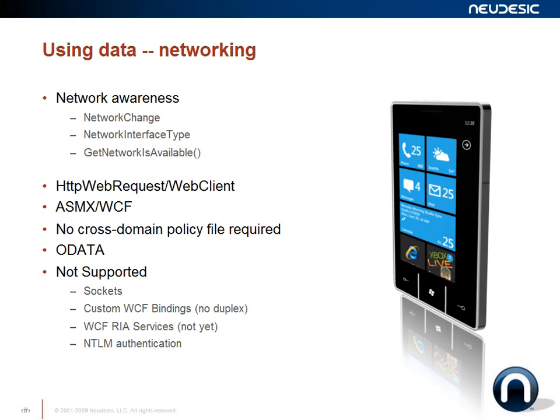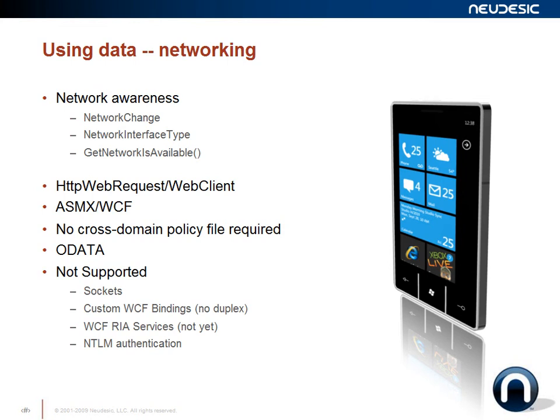So you can consume services or make calls using HTTP web request and response and the web client. You can call ASMX services and WCF services with basic HTTP binding. You don't need a cross-domain policy file, which is cool, so you can call third-party services however you want. You don't have to figure out how to let them grant you access and all of that. And some things aren't supported that don't make sense, like it probably doesn't make sense for you to try to use sockets within a Windows Phone 7 application. And there are some things that maybe should be available that aren't quite yet, that probably will be, like RIA services and NTLM authentication.